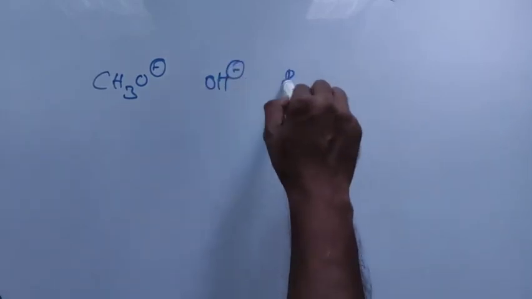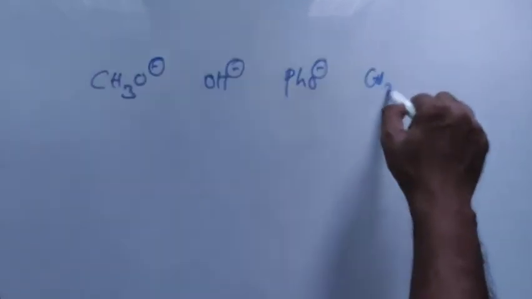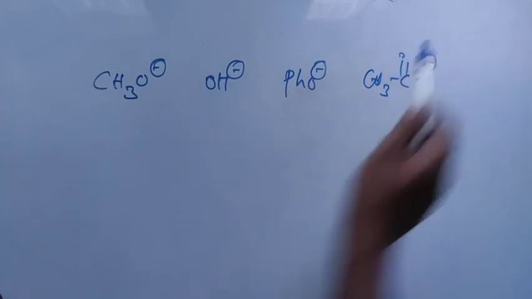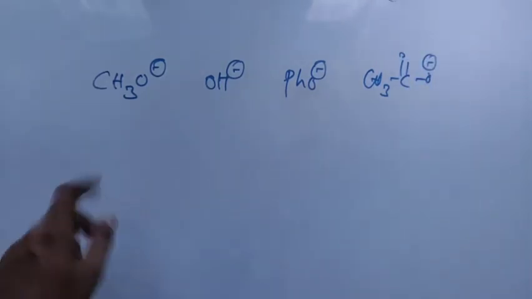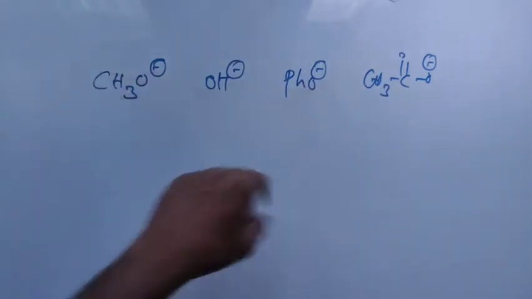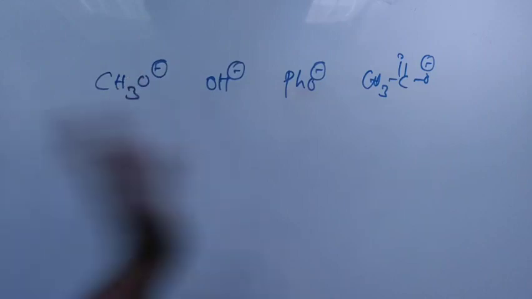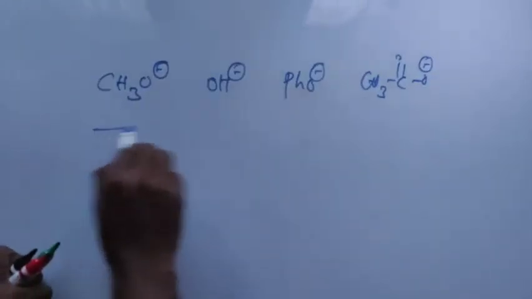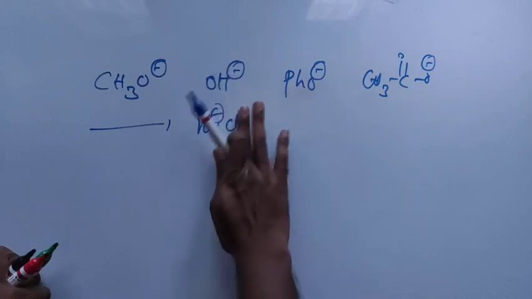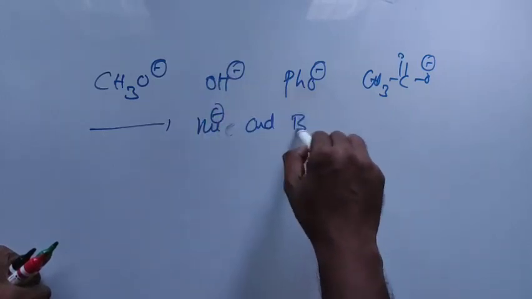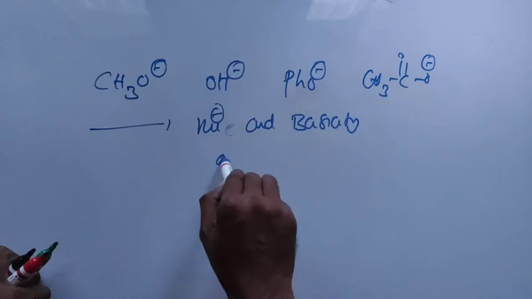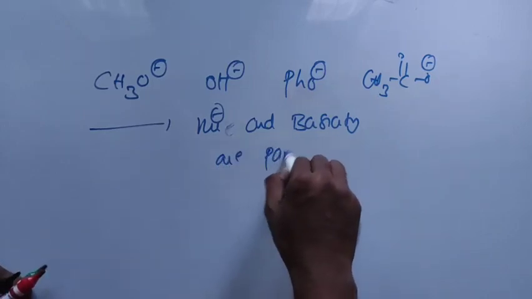Now quickly see a few more. Suppose they give you methoxide ion, hydroxide ion, phenoxide ion and acetate ion. When all of these ions are given to you, when different species have the same donor atom, in all of them the donor atom is nothing but oxygen. When the donor atom is the same, what you need to remember is that nucleophilicity and basicity are parallel to each other.